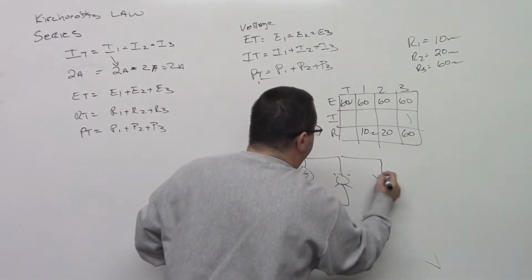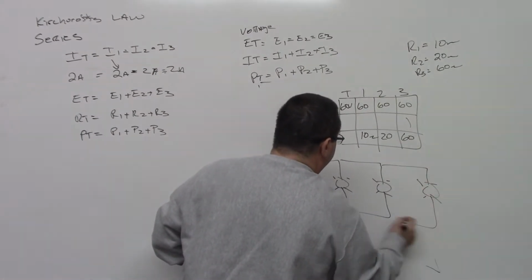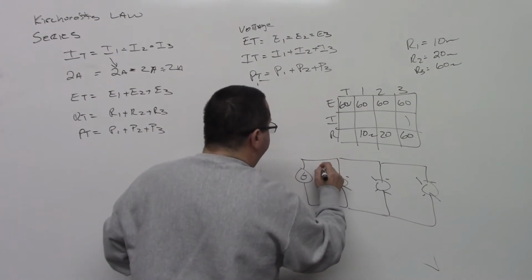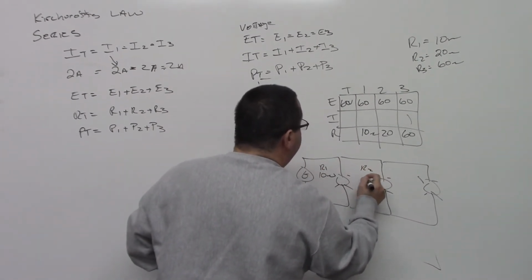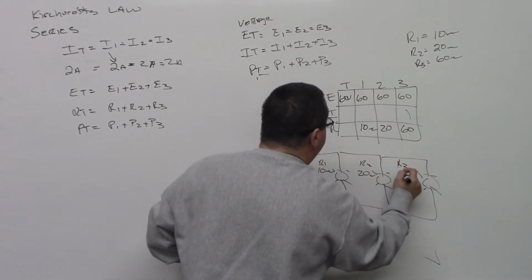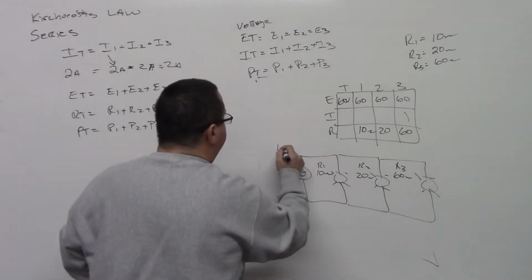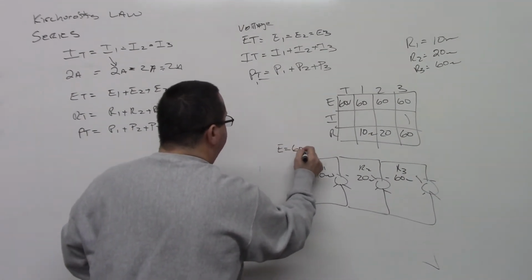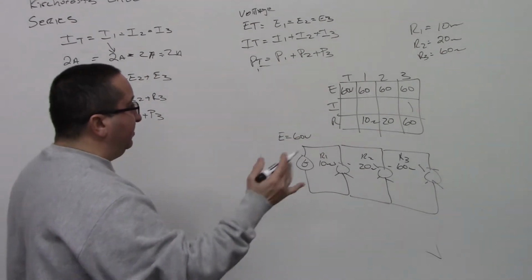Here's the picture, again, so you can see exactly what we're looking at. R1 is 10 ohms. R2 is equal to 20 ohms. And R3 is equal to 60 ohms. Okay, that's the picture so you can see. And right now we're using E equals 60 volts. And watch what happens when I double the voltage. But first let's do this.